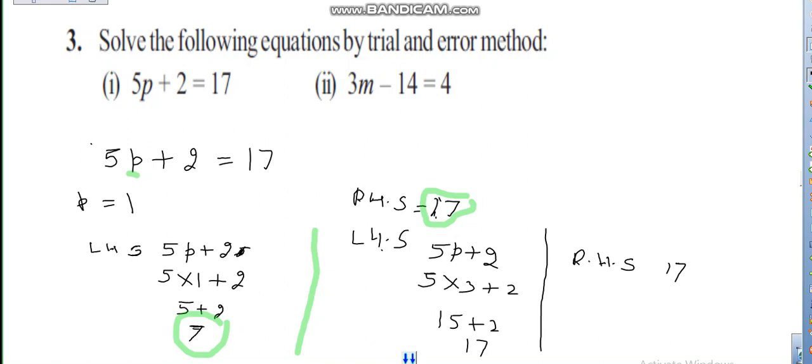Now match the value of the left hand side and the right hand side. Left hand side value is 17 and right hand side value is 17. So these two values are the same. That means p is equal to 3, the value you have taken in place of the variable, is a solution. That means p is equal to 3 is a solution.